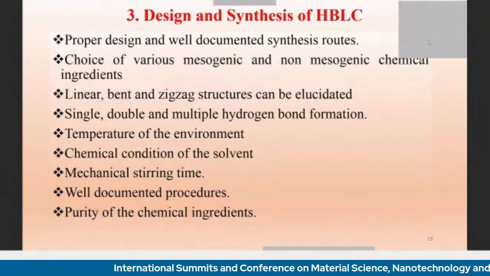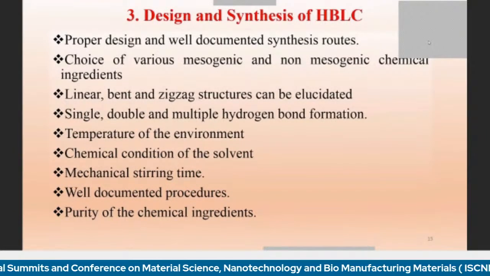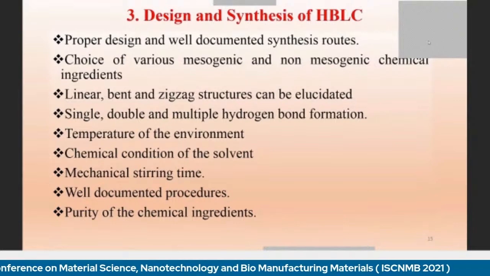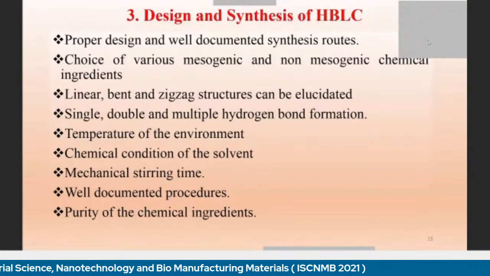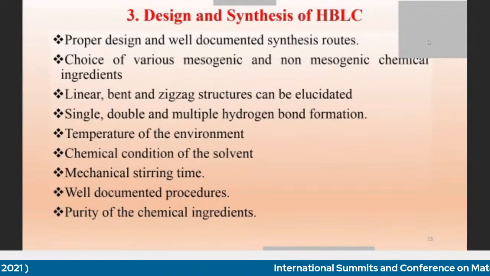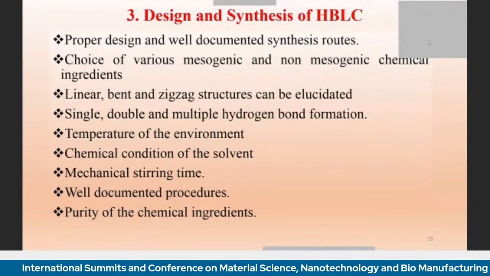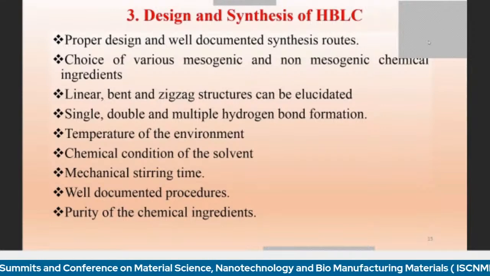And how to design these hydrogen bonded liquid crystals? We will be careful in properly designing, and we should follow the well documented synthesis routes. We can take a mesogenic complex and get a mesogenic product. So we discuss regarding A and B. A is taken as the dicarboxylic acid and B is the other benzoic acid. So of course the product AB will again be a mesogenic one.